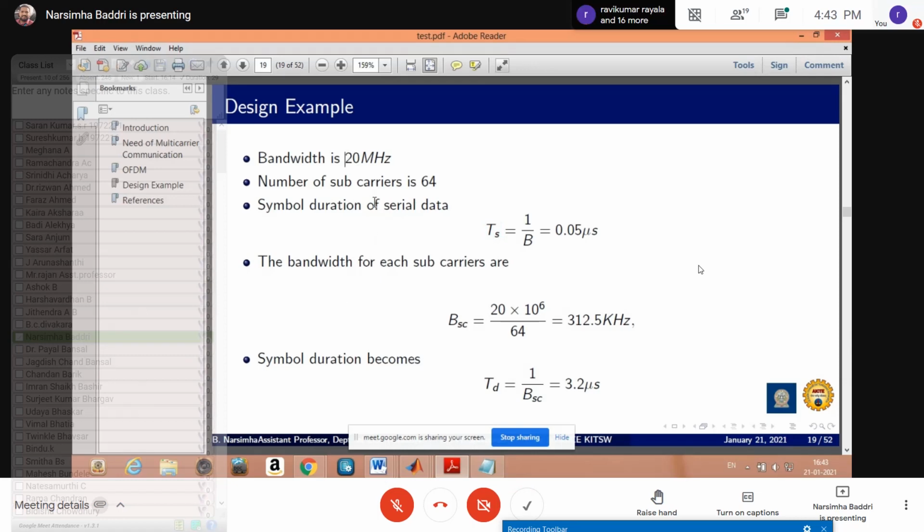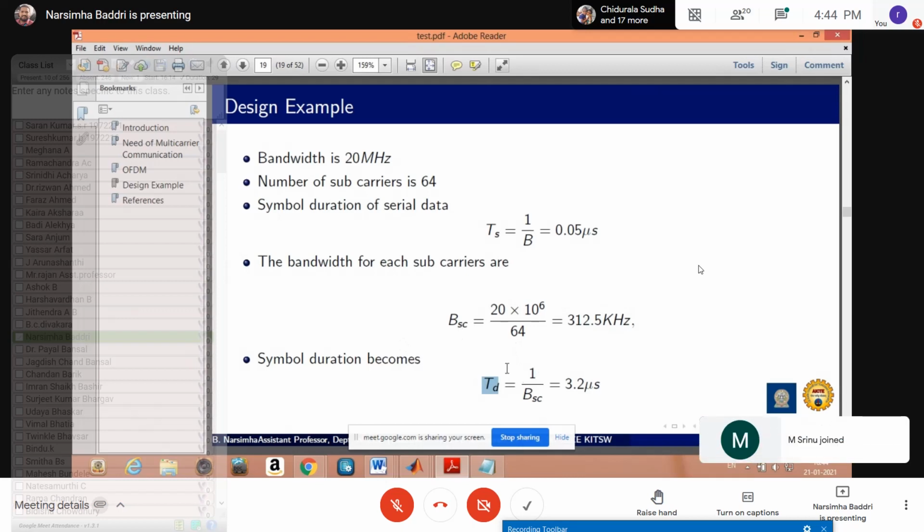Now we are using 64 subcarriers. So the bandwidth for each subcarrier will be 20 megahertz by 64, that is nothing but 312.5 kilohertz. 312.5 kilohertz is the bandwidth allotted for each and every subcarrier. From that, you can calculate the symbol duration, because we are transmitting all this data in parallel.